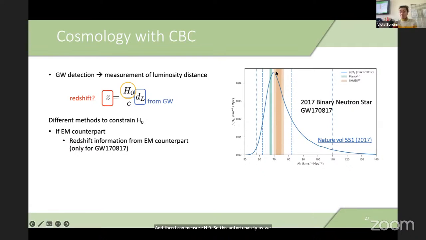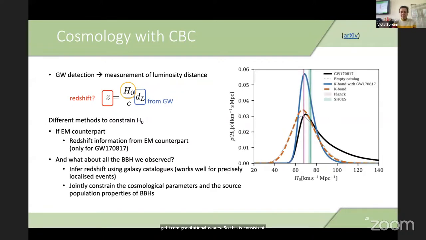You see the plot that we produced on the right. That's a plot from a 2017 publication. In colored bars, you have the two measurements that are supposedly in tension, and in blue, the posterior we can get from gravitational waves. This is consistent with everything, but again, it is just one event. But then what about all the BBHs that we observed? We tried to be smart. We can do something even if we don't have an electromagnetic counterpart. First of all, imagine my BBH is very well localized. I can open a galaxy catalog, look at what galaxies are there, and maybe try to infer the redshift from there.